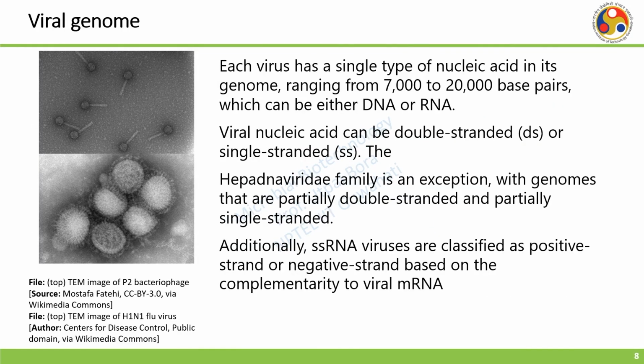Each virus has a single type of nucleic acid in its genome, ranging from 7,000 to 20,000 base pairs, which can be either DNA or RNA. Viral nucleic acids can be double stranded or single stranded. The Hepadnaviridae family is an exception with genomes that are partially double stranded and partially single stranded. Additionally, single stranded RNA viruses are classified as positive strand or negative strand based on the complementarity to viral mRNA.